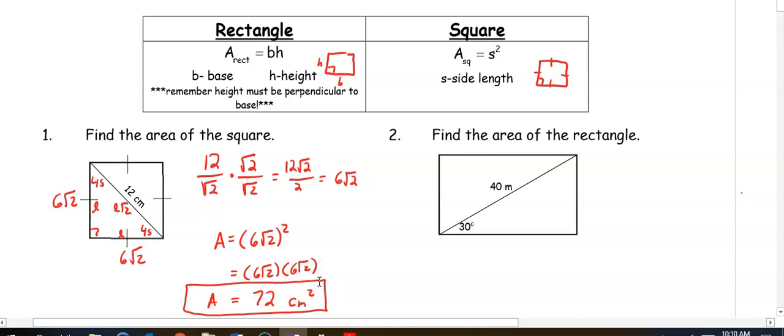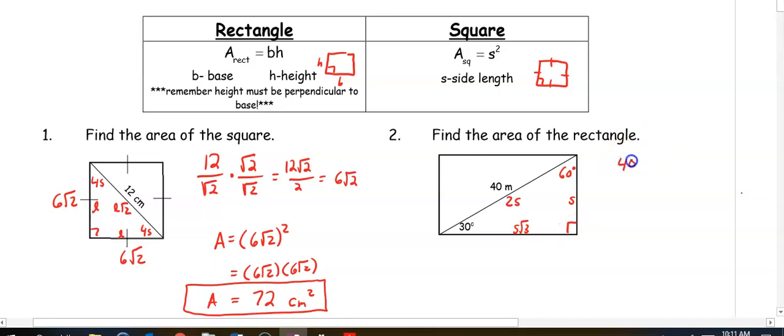Number two, find the area of the rectangle. So in a rectangle, we know we have right angles at our corners. We already know that one of the angles formed by the diagonal is 30, which means the other angle has to be 60. So this is creating a special right triangle. Across from the 30 is the S, across from the 60 is the S root 3, and across from the 90 is our 2S. So we can use that to find the base length and the height.